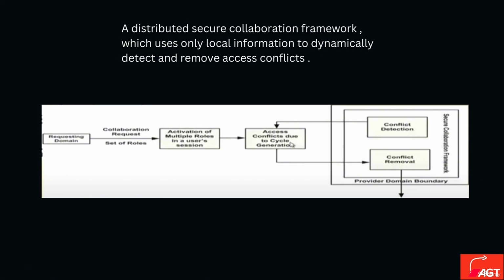Creating a distributed, secure framework for collaboration that only uses local data to dynamically identify and eliminate unnecessary conflicts is another difficulty. A user may not be able to carry all the essential credentials and information with them in a collaborative setting, in which case they may need to rely on nearby resources and information to maintain the highest level of security. Thus, there should be a mechanism or strategy that allows users to map their credentials and access permissions to the local resources available in the collaborative environment.